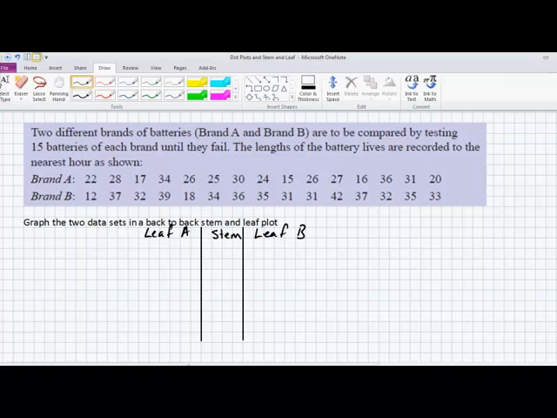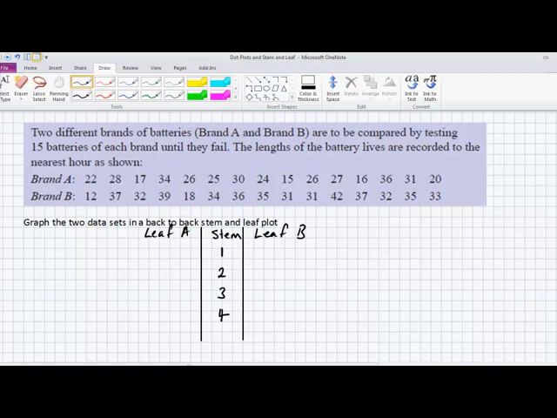Okay, so in this question we're comparing two different brands of batteries. So my smallest number I think is 15. Alright, so my stem has to start with a 1. I'll have a 2, a 3, and a 4.